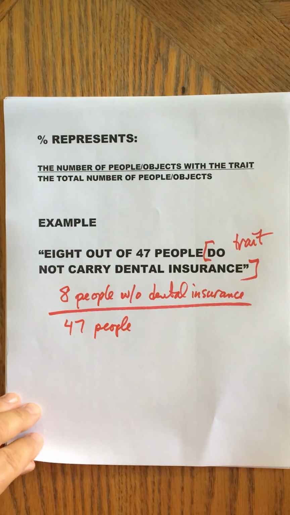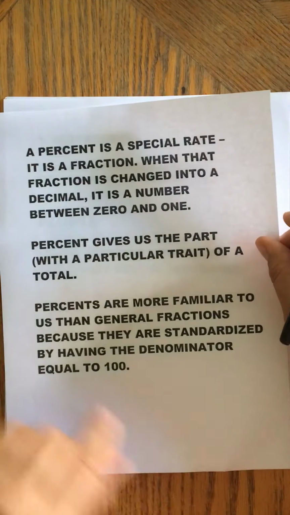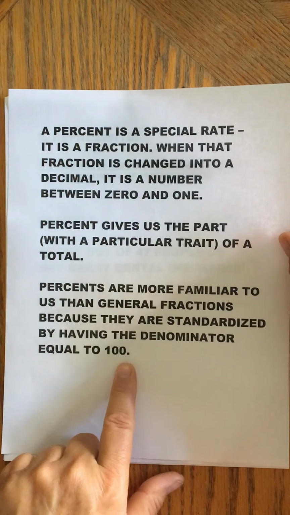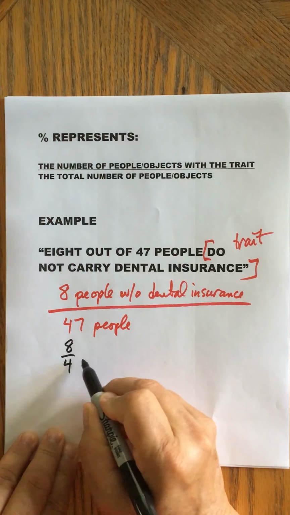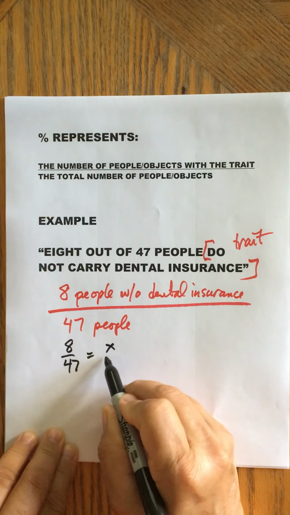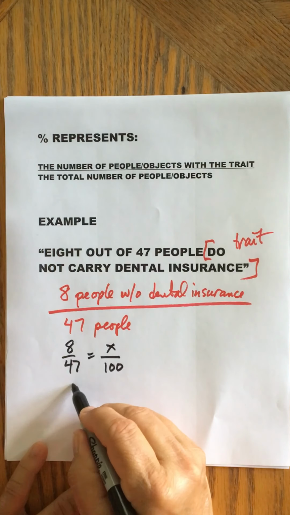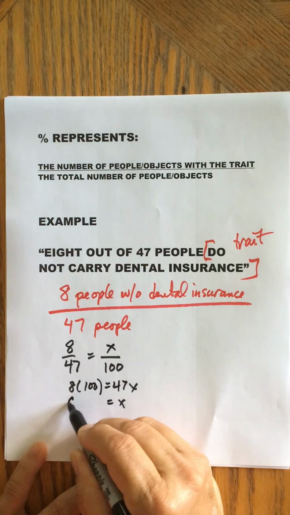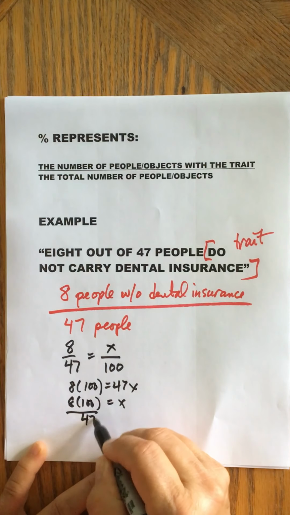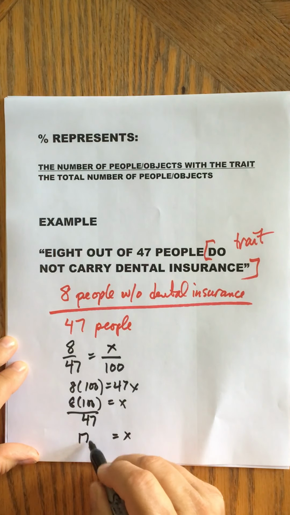Now, if I take 8 out of 47 and I want to make that into a percent, what happens is I'm trying to get it to be a fraction, but where the denominator is 100. So what that means is I'm saying 8 out of 47 is equal to some number, that's the percent I'm looking for, out of 100 people. Now normally what you're probably used to is you cross multiply, so you have 8 times 100 equals 47x, and then x is 8 times 100 divided by 47. When you do that, you're going to get 17 and a little bit. So you're going to get x is 17 point blah blah 02.